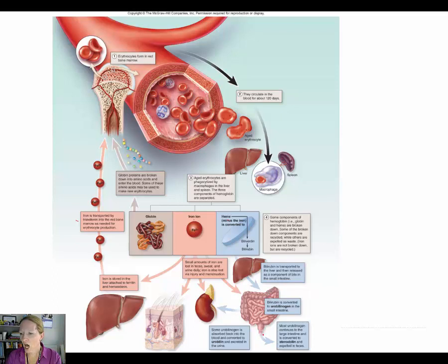Some of it is going to be lost or stay inside the small intestine, and then it's broken down even further into stercobilin, and that goes even further into color changes. That's more of a brown coloration, if you think about it that way. So those are the interesting things that happen to the different components of the red blood cell.